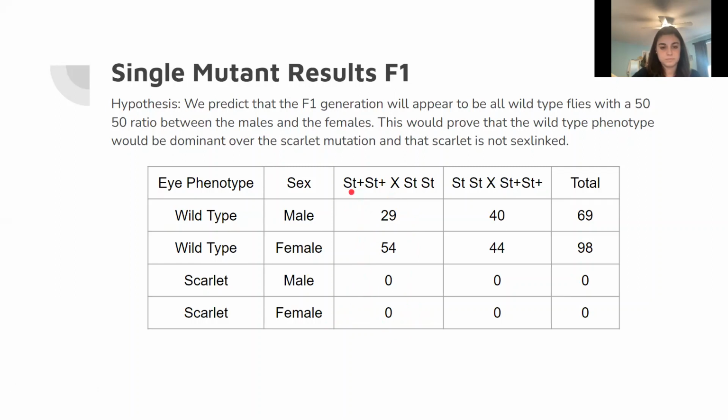In the cross with the wild type fly crossed with the single mutant fly, we got 29 male wild type phenotypes and 54 female wild type phenotypes. In the second cross, we did scarlet phenotype crossed with wild type phenotype, and we had 40 wild type male phenotypes and 44 females with the wild type phenotype, which brings us to a total of 69 wild type male phenotypes and 98 wild type females.